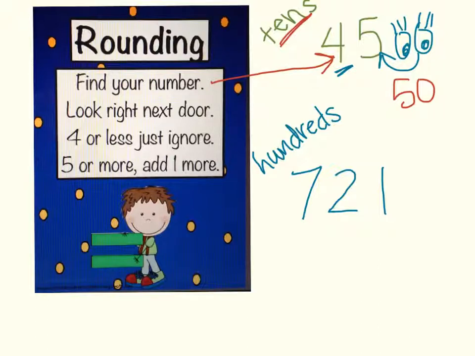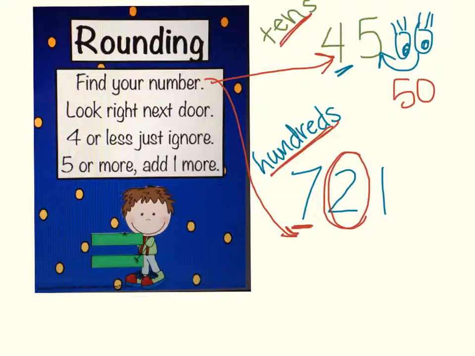Let's try our hundreds right here. So this one, we're looking at the hundreds place. So first I find my number in my hundreds place. That's my first step. Then I look right to the right next door to it. You can see I'm circling the number 2. That is the number right next to it.